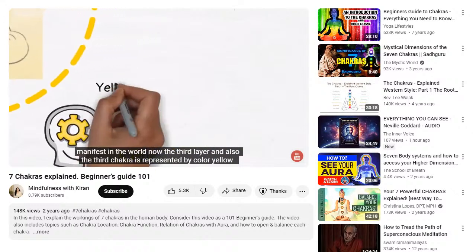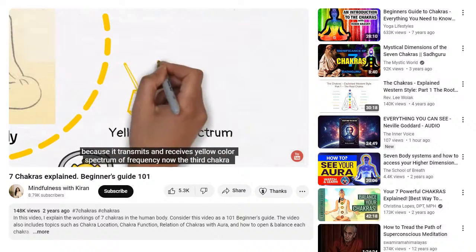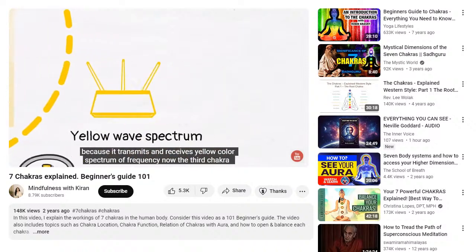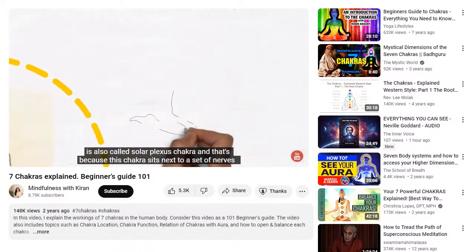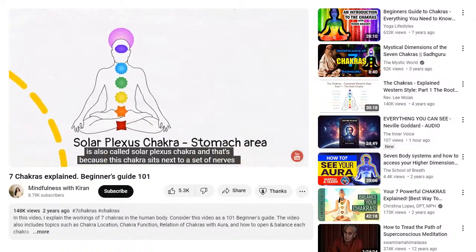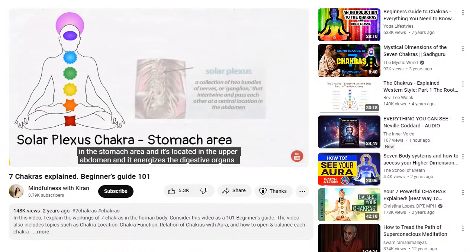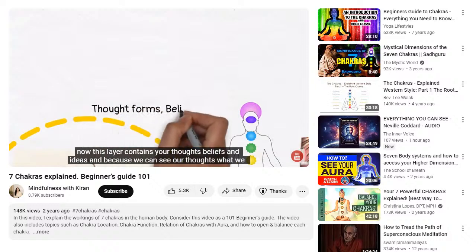Now, the third layer and also the third chakra is represented by color yellow because it transmits and receives yellow color spectrum of frequency. Now, the third chakra is also called solar plexus chakra, and that's because this chakra sits next to a set of nerves in the stomach area, and it's located in the upper abdomen, and it energizes the digestive organs. Now, this layer contains your thoughts, beliefs, and ideas.